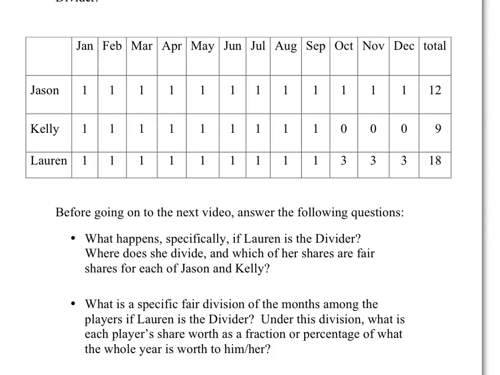So under this division, once you've given out the shares to the players, we can then ask, and you should figure out, what is each player's share worth as a fraction or percentage of what the whole year is worth to him or her? Okay, so we did this in the previous example when Jason was the divider. Do it again when Lauren is the divider.